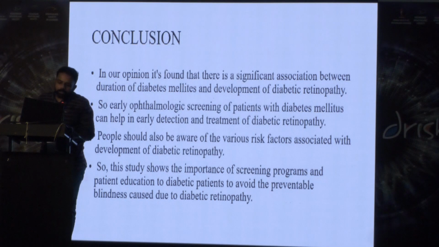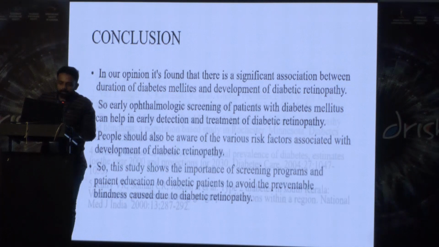In our opinion, there is a significant association between duration of diabetes and development of diabetic retinopathy. So early ophthalmologic screening of patients with diabetes mellitus can help in early detection and treatment of diabetic retinopathy. People should also be aware of the various risk factors associated with the development of diabetic retinopathy. So this study shows the importance of screening programs and patient education for diabetic patients to avoid the preventable blindness caused by diabetic retinopathy. Thank you.